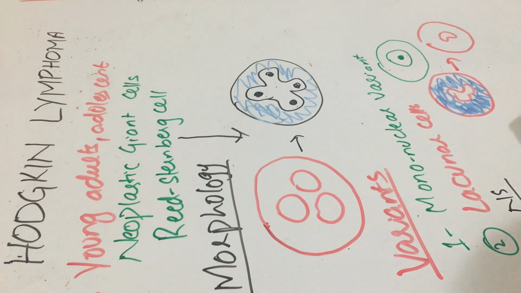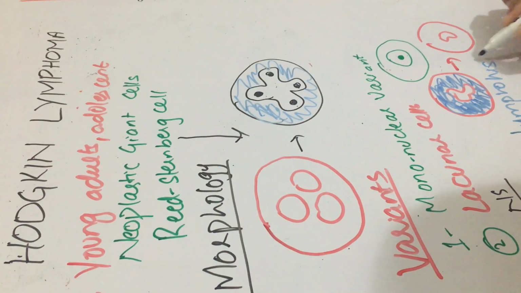Among the subtypes we discussed, the main one was nodular sclerosis, and in that variety the lacunar cells predominate. The third variety is the lymphohistiocytic variant, and it is mainly present in the fifth variety, the lymphocyte predominance type.